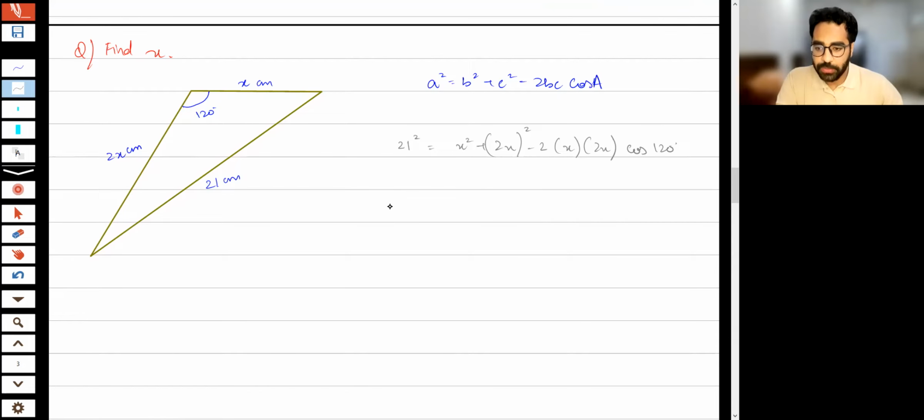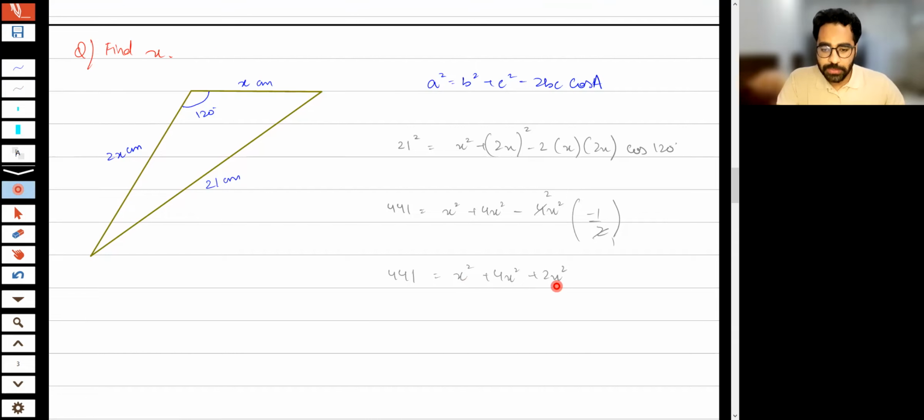तो मेरे पास हो जाएगा 21 squared is 441. X squared plus 2x whole squared would be 2 squared into x squared. So 2 squared is 4x squared, and this would become 2 into 2 is 4, x into x is x squared, so I'll get minus 4x squared. The value of cos 120 is minus 1 upon 2. So I can cancel out this 2 with this 4, okay? Minus and minus will become plus. I get x squared plus 4x squared plus 2x squared equals 441.